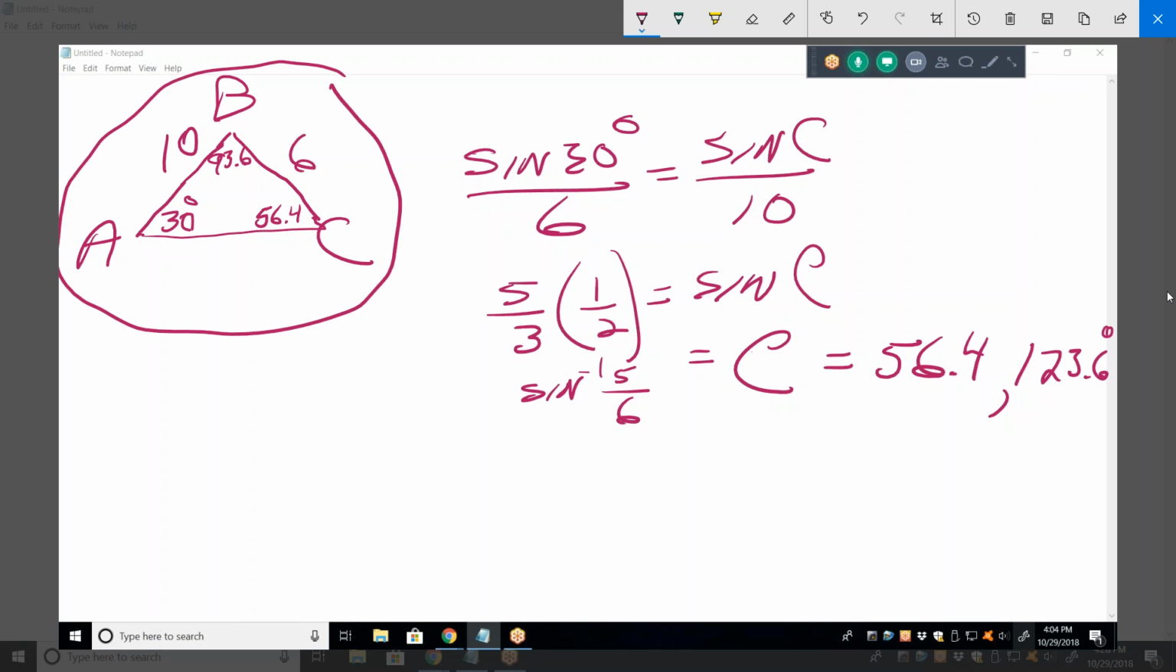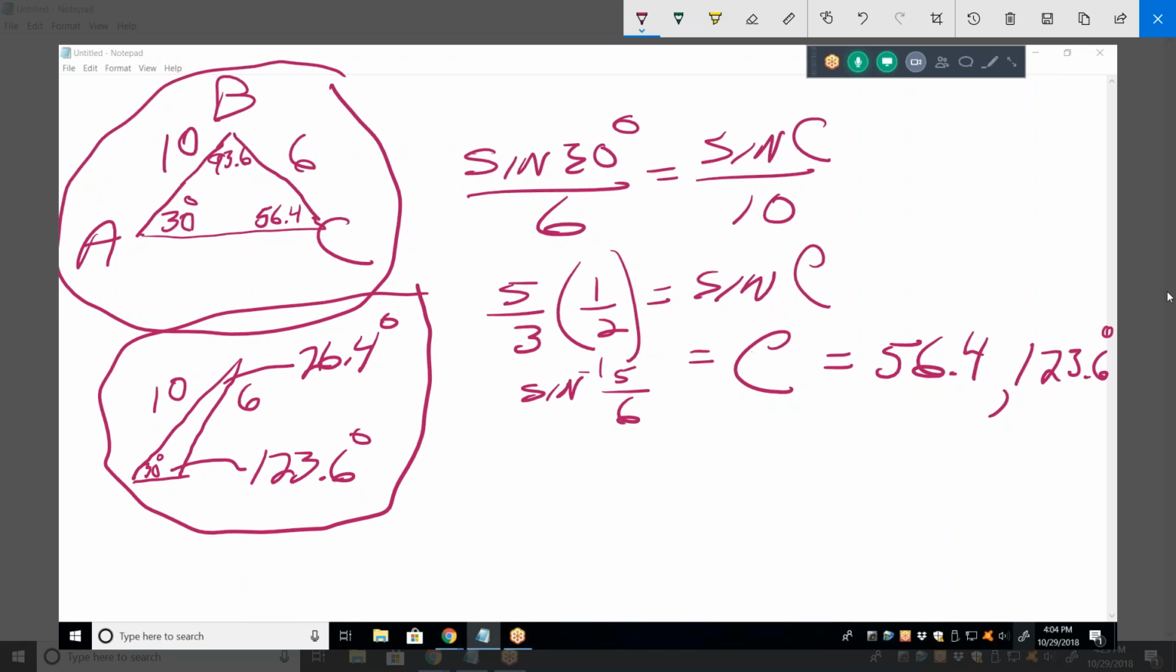But what's another triangle? Another triangle that has those same exact dimensions of 10, 6, and 30 degrees. Notice that it's got exactly the same three pieces of information on the angle side. Only in this case, that is 123.6 degrees, which now makes this angle, let's see, 153, so this would be 26.4. And there's your second solution. In other words, even though they told you angle A was 30, side C was 10, and side A was 6, there were two possible triangles that fit those considerations. That's why it's called the ambiguous case of the law of sines.